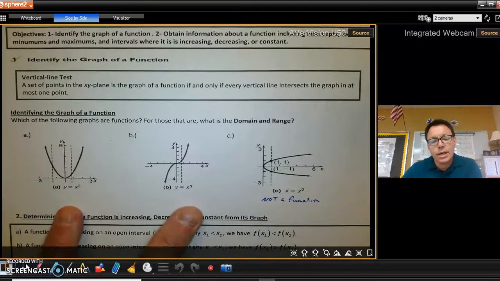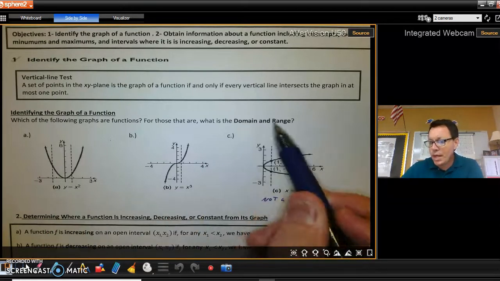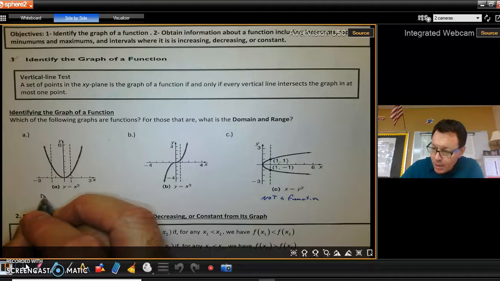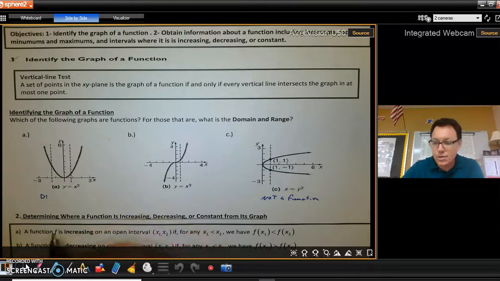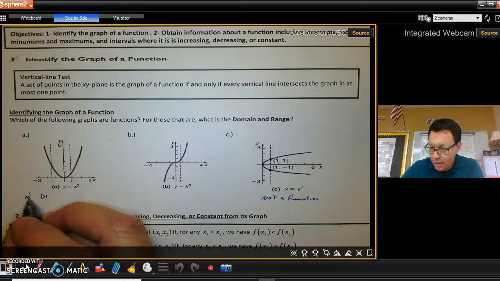But these two are. And if you look at the directions, it says if it is, then it asks for the domain and the range. Okay, so the domain, remember, those are your x's. What x's are you seeing in the graph?